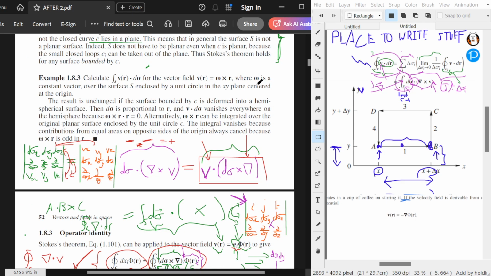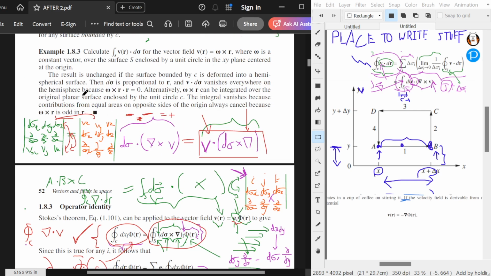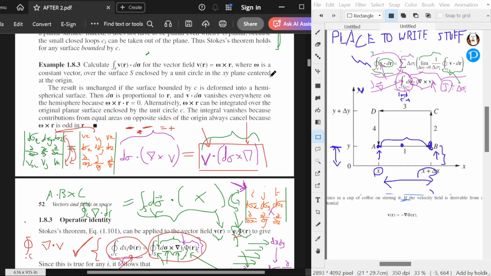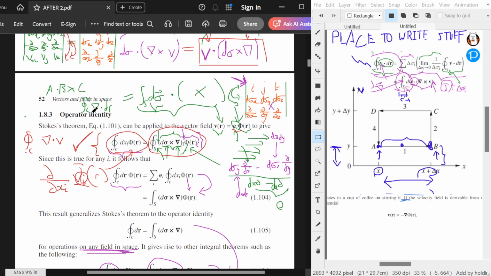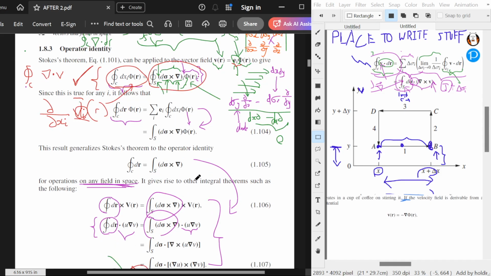Calculate this for the vector field. Operator identity. Stokes' theorem. Stokes' theorem to the operator identity.